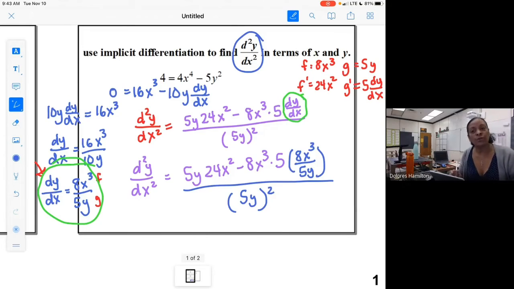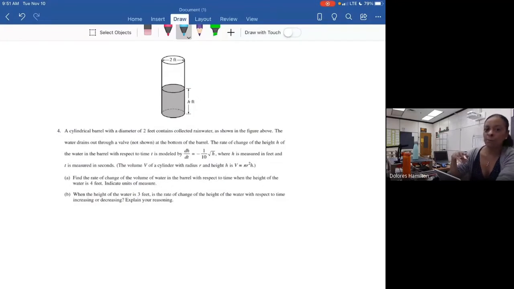I am not going to waste your time cleaning that up because it didn't ask us to, so we would just box that answer. So the last problem we're going to do is a free response question from the AP. I forget what year. So anyway, we are given that a cylindrical barrel with a diameter of 2 feet contains collected rainwater, like so, and the water drains out through a valve at the bottom of the barrel. The rate of change of the height of the water in the barrel with respect to time is modeled by this.